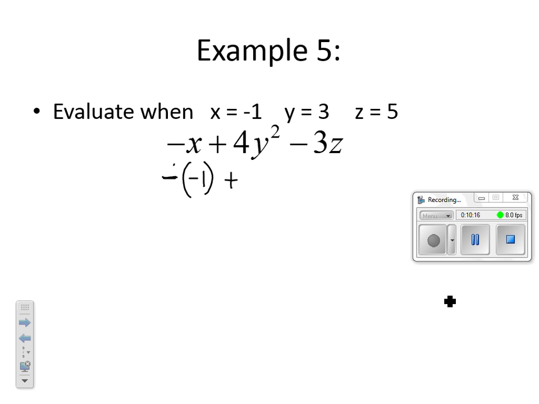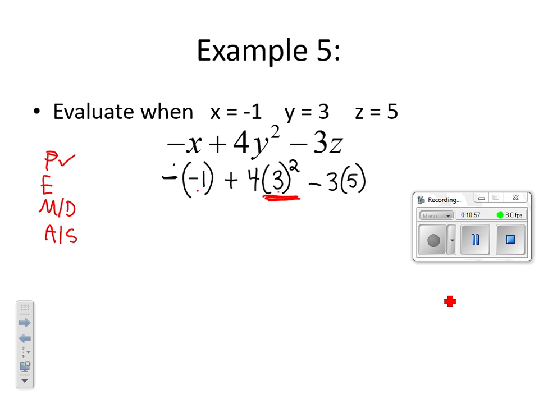Everywhere I see a y, I plug in a 3, using my parentheses. And everywhere I see a z, I plug in a 5. As you can see, every time I substituted, I used parentheses. So this problem is now ready for us to evaluate using PEMDAS, or please excuse my dear Aunt Sally. Parentheses. There's only one thing in each of those parentheses, therefore we have no parentheses. Exponents. Our exponent is right there, 3 squared, which means 3 times 3, which is 9.